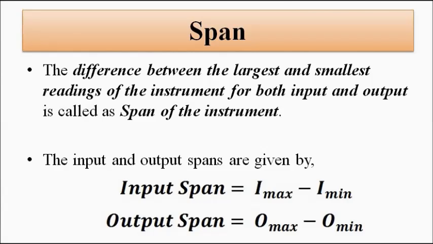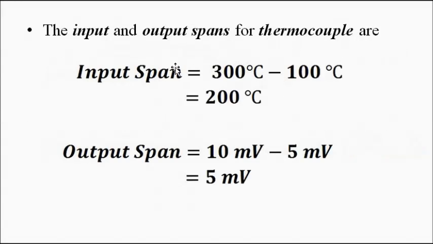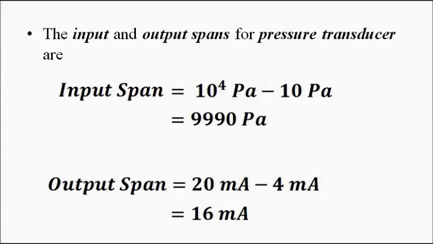For example, for this thermocouple and pressure transducer, the input and output spans will be, for the thermocouple, 300 degrees Celsius minus 100 degrees Celsius, which is 200 degrees Celsius. The output span is 10 millivolt minus 5 millivolt, which is 5 millivolt. For the pressure transducer, it is 10 to the power 4 minus 10, which is 9990. Output span is 20 milliampere minus 4 milliampere, which is 16 milliampere. Okay, so it is just the same thing, the input and output span and input and output range.